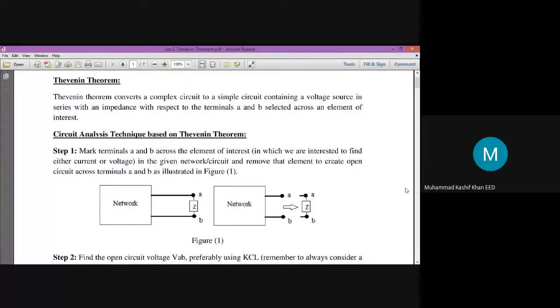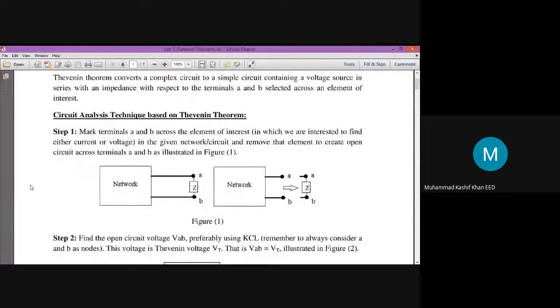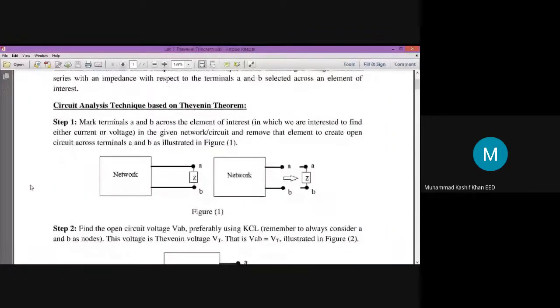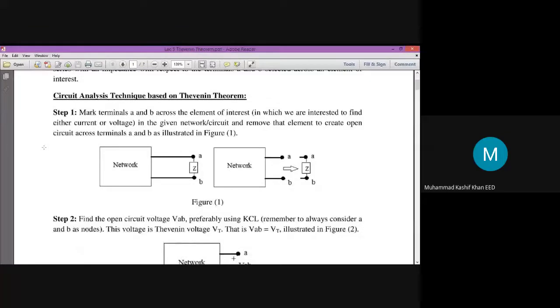interest, whether that is voltage drop, that is current flowing, that is power dissipated, or inductive or capacitive power consumed. So the thing is, in Thevenin theorem, two things are of critical importance. First one is Thevenin equivalent voltage and Thevenin equivalent impedance. Whenever you are going to solve any circuit with help of Thevenin theorem, you have to find these two quantities, and then you will be able to find out any values in your element of interest.